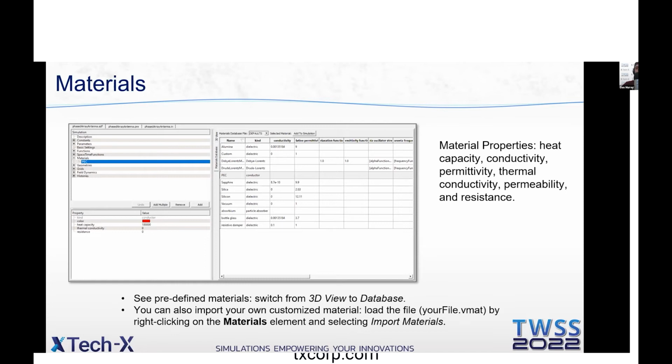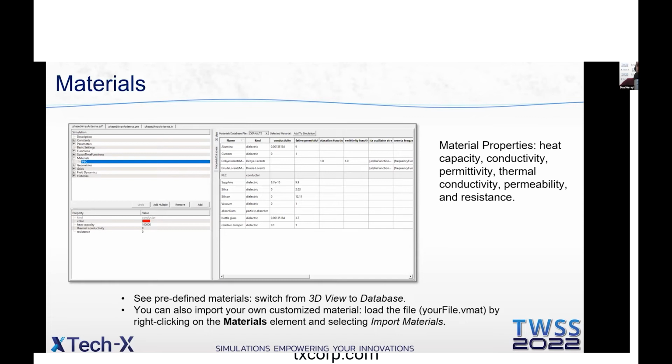We can also import our own customized materials. So if we have a very specific form of titanium that we want to load in, we just create a text file with the ending suffix of .vmat. And then we just right-click on the materials button, say import materials, and then find that file loaded in.